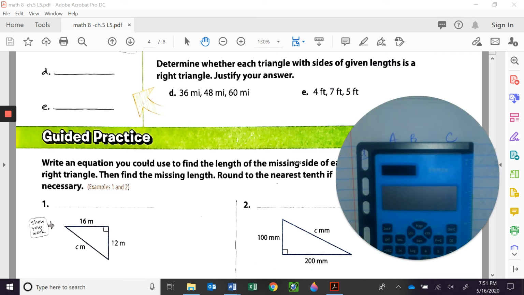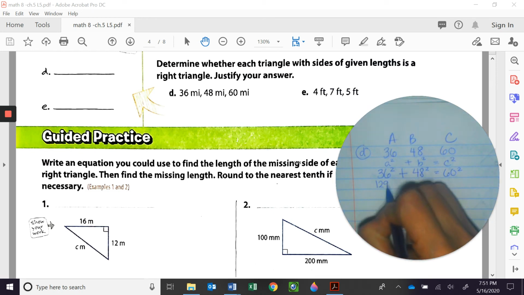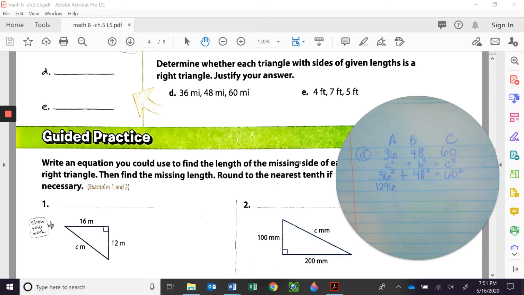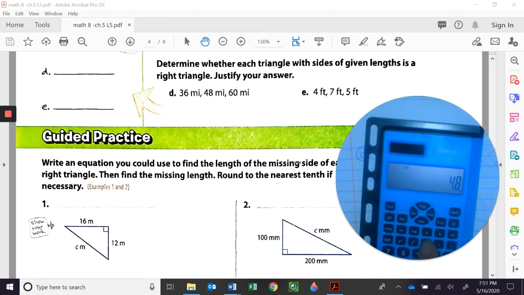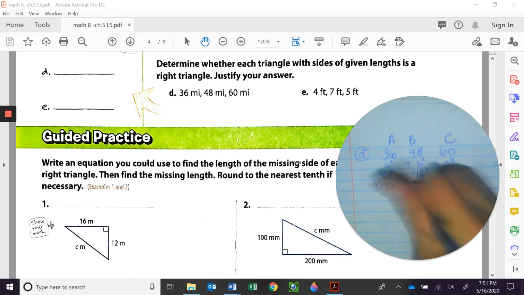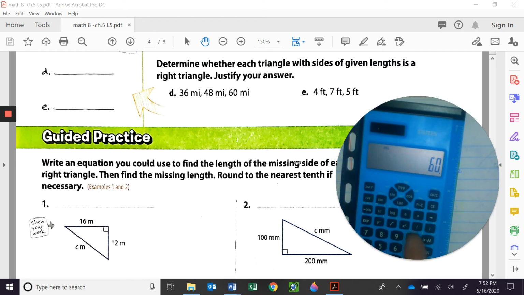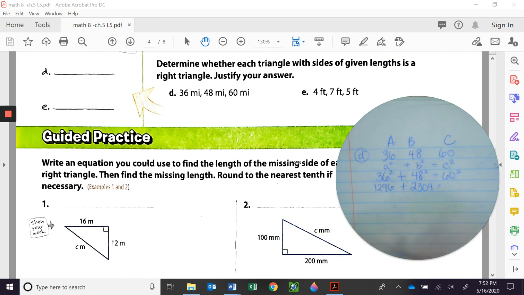So 36 squared is 1296. 48 squared is 2304. And 60 squared is 3600. Now, because these two numbers are on the same side, we add them up. Okay?